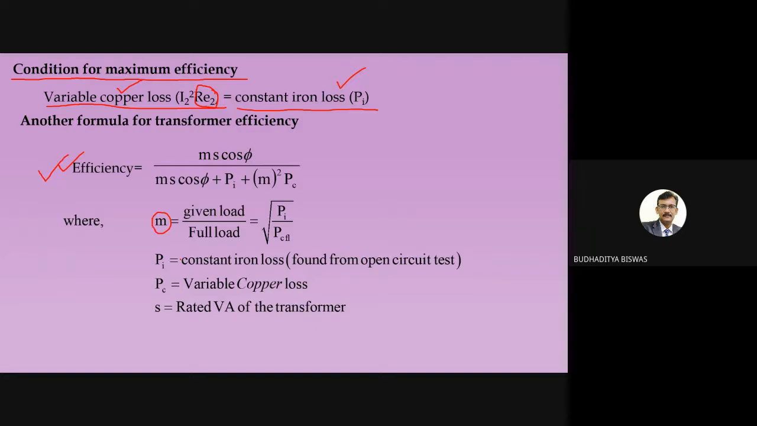What is the meaning of this? What is the full load? What do you mean by full load? Literally, what is the meaning of full load? If I say my bike is running at full load, what does it mean? Sir, full potential. Full speed, full potential.